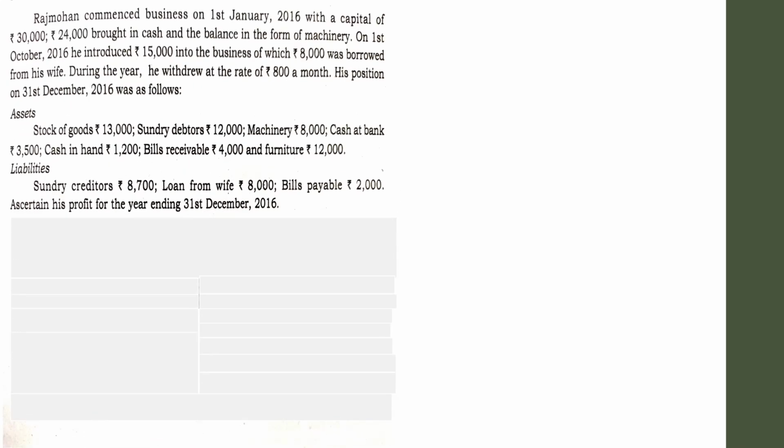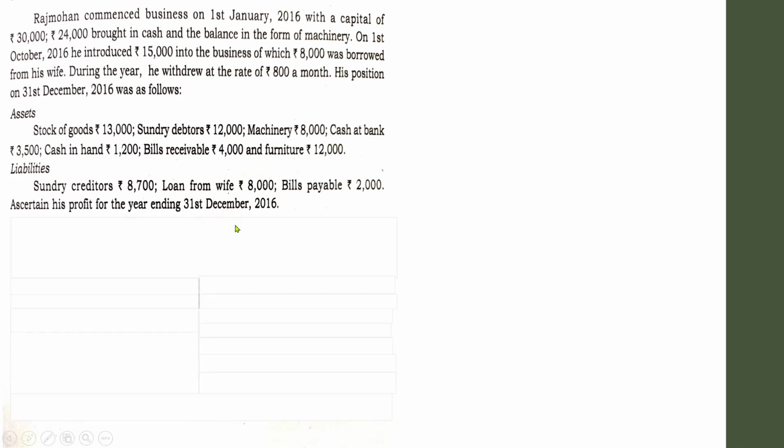So let us go to another case regarding the same area. Next question. Raj Mohan commenced the business on 1st January 2016 with a capital of 30,000. Oh, in this question they have directly given a capital balance, the opening capital balance.